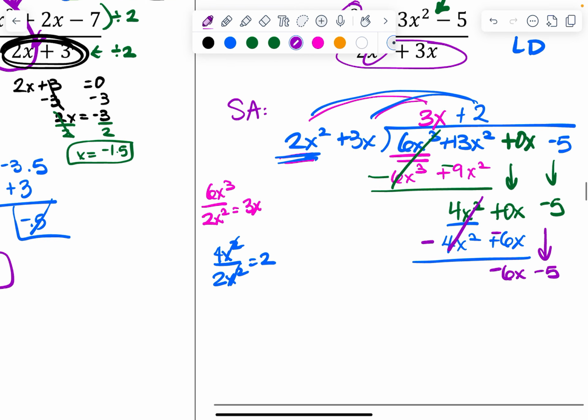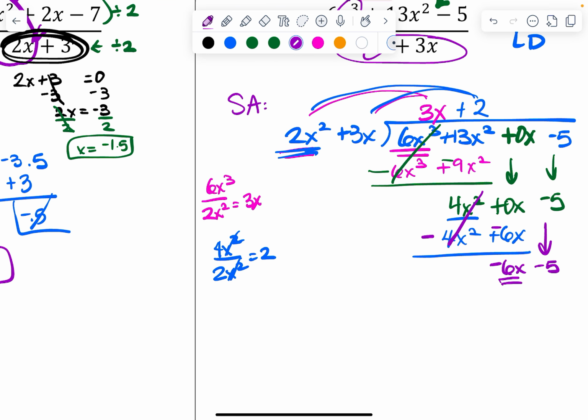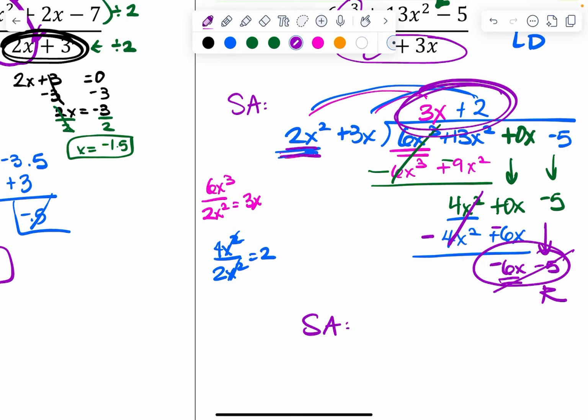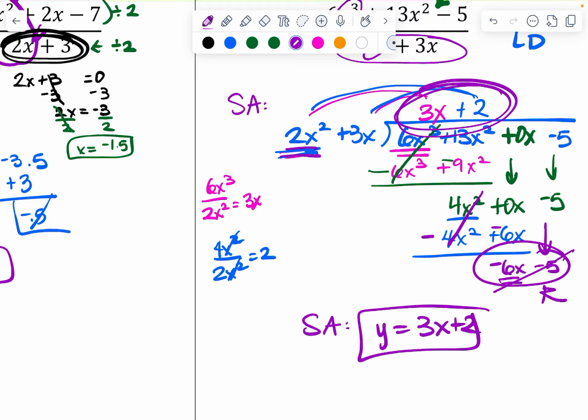There's nothing else to divide by here because this is a smaller value than this. So this is technically your remainder, but again, we disregard a remainder in synthetic division. So our answer here, or our slant asymptote, is y equals 3x plus 2.